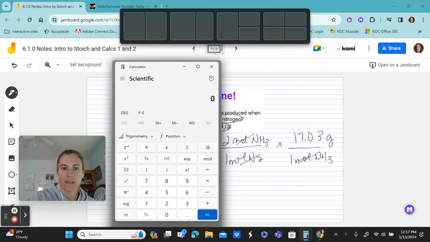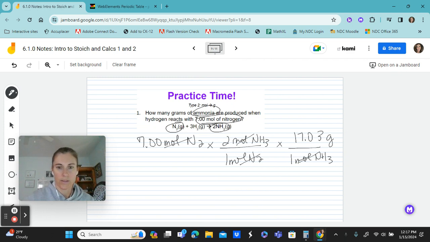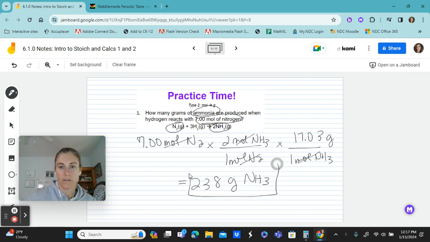So 7 times 14 times 17.03. Okay. 14 times 17.03 gives us 238.42, but we just want 3 sig figs because we only have 3 here. So 238 grams of ammonia is, in theory, produced from 7 moles of nitrogen.